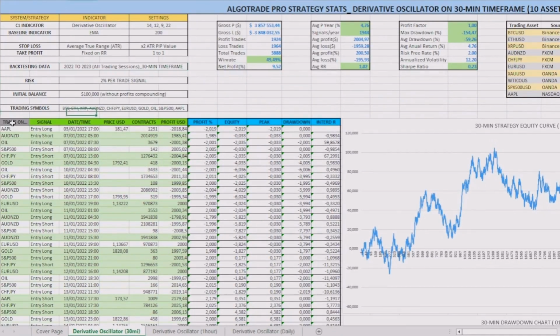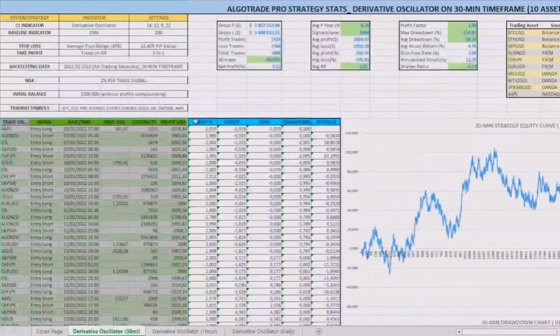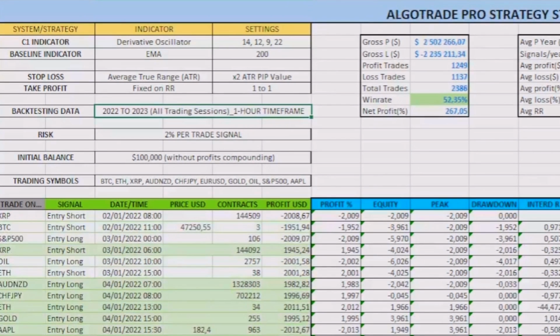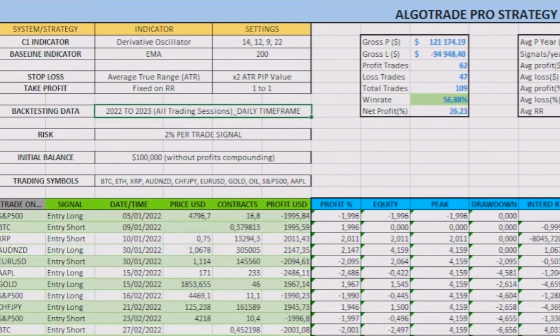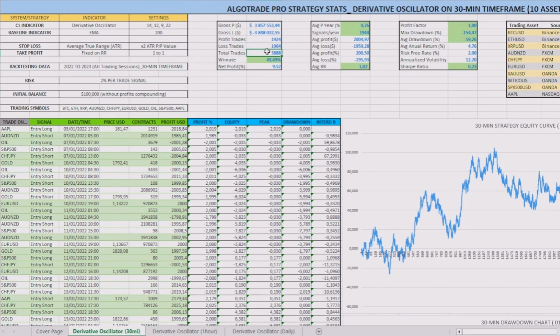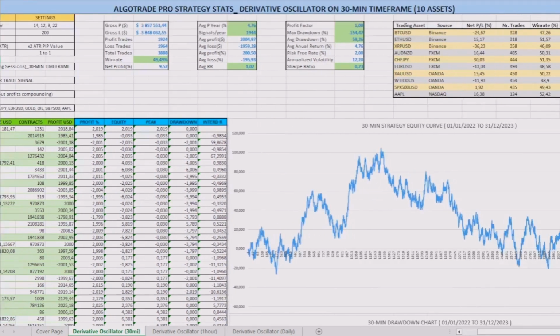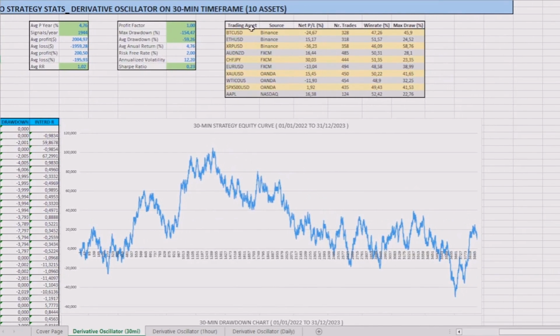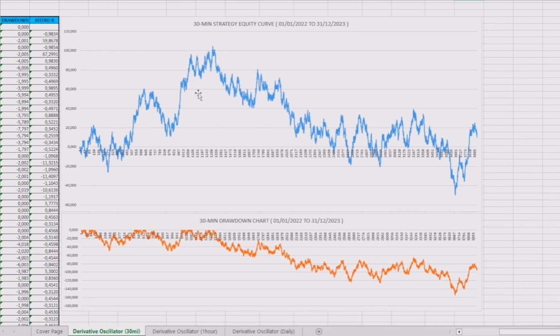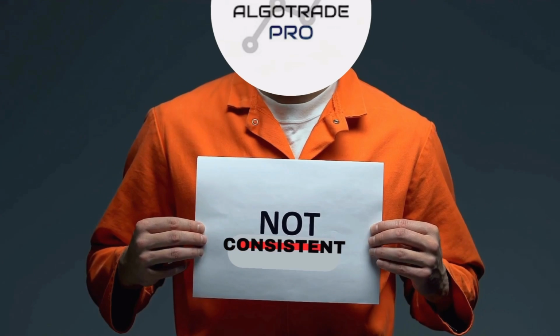After inserting all the trades on my trading journal, here I got the results of the derivative oscillator on the 30-minute time frame, here on the 1-hour one, and next to it on the daily time frame. In the 30-minute one, after more than 3,800 trades, it achieved a win rate of 49.49% and a small net profit of 9%. Here you can see the results of every asset, and by looking at the equity chart, we can verify that in this time frame the derivative oscillator in these conditions is not consistent.